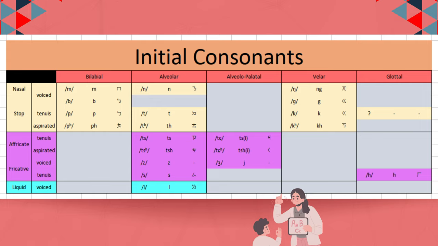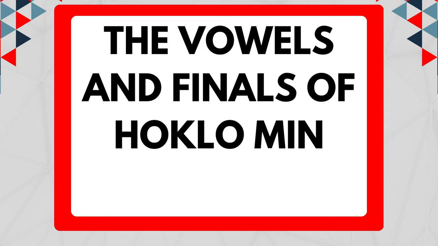We also have S, which is similar to the English S. Sa. And Z, za, similar to English Z. We also have Z, which is represented by the letter J in romanization. This is a more forward version of the English Z. And L, a lighter L, similar to the L of Mandarin. La. The final consonant on this page is H, which is similar to the English and Mandarin H. Ha. The vowels and finals of Hoklo Min.